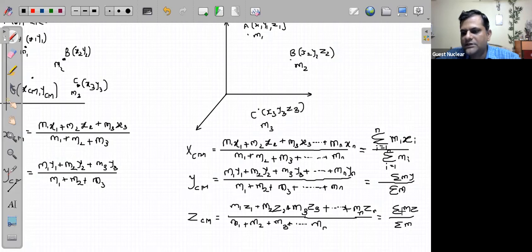Here we can understand that the summation of mz means the sum of the product of the mass of each particle and the z coordinate of that corresponding particle, and that is to be divided by the summation of the masses of all particles. See, the sum of masses of all the particles will become the total mass of the body itself, and hence we can sometimes replace it by capital M. If the total mass of the body is known, then we can just replace this summation of m by simply capital M, that is the total mass of the body.